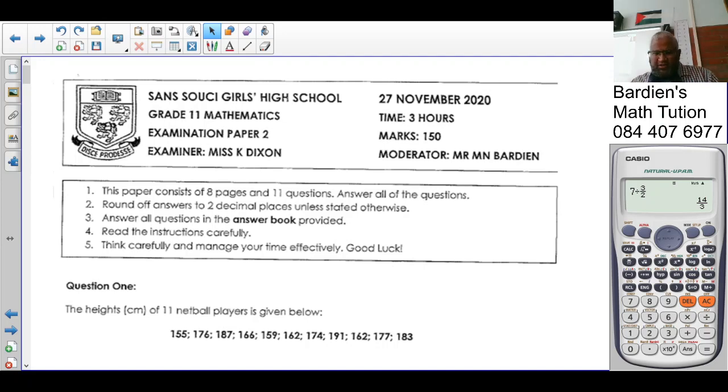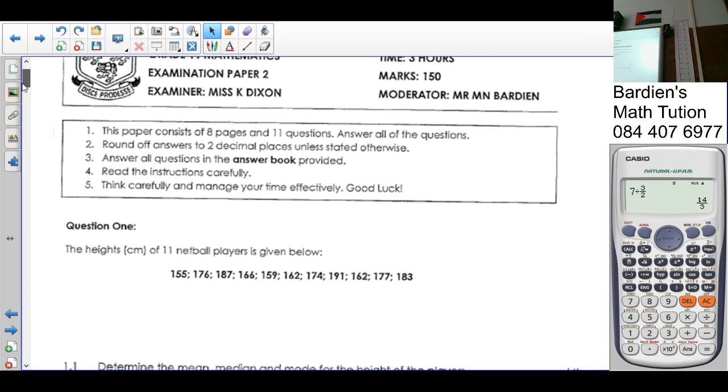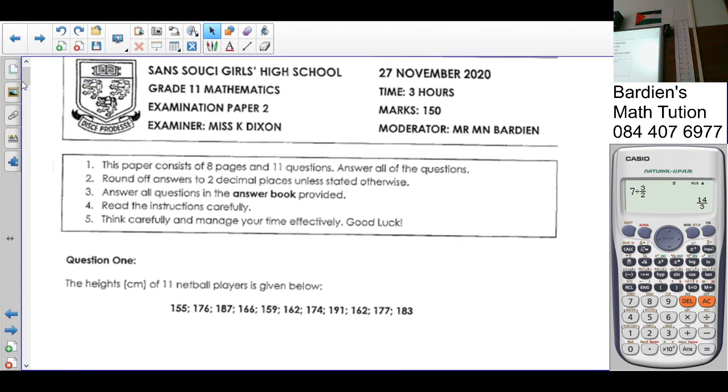Okay, good afternoon, class. So today we're looking at the grade 11 mathematics paper 2 of 2020, the November exam. At this point we have answered question paper 1, and we'll start now with paper 2. So in paper 2, the first question, I'm just going to close the curtains.